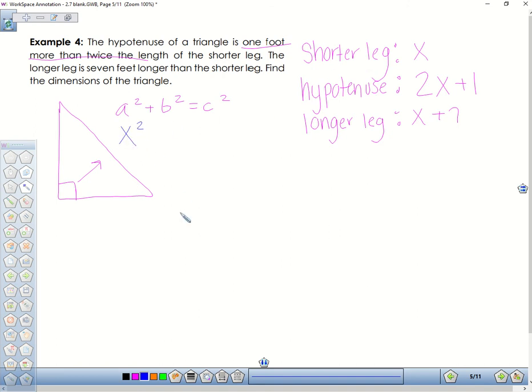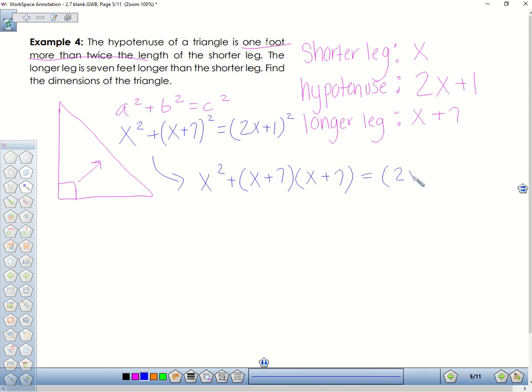So this becomes x squared plus the other leg is equal to the hypotenuse. And don't forget everything is squared here, so I'm going to have to rewrite this. This becomes x squared plus (x plus 7) times (x plus 7) equals (2x plus 1) times (2x plus 1). So now from here, we're going to use FOIL to simplify this.